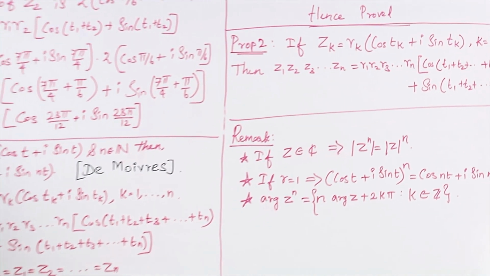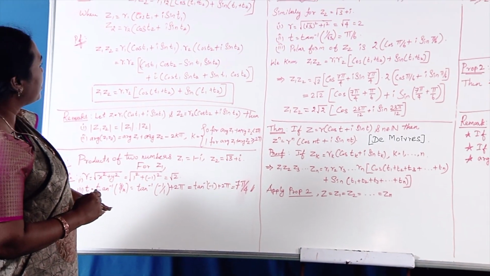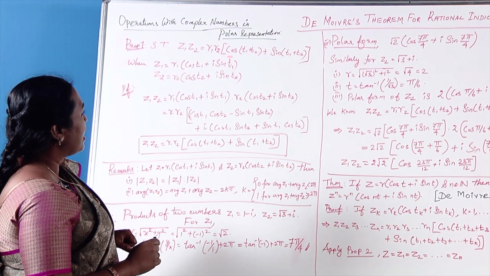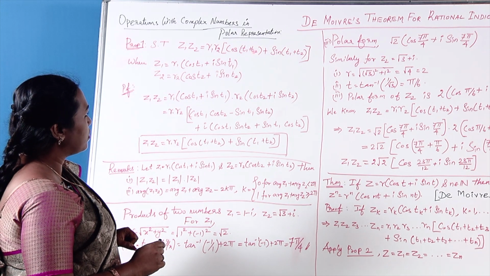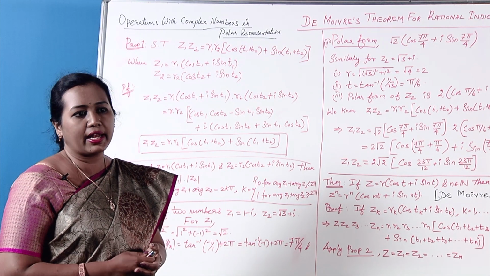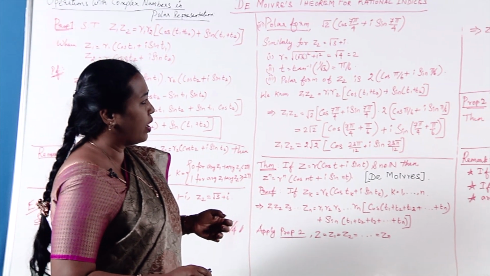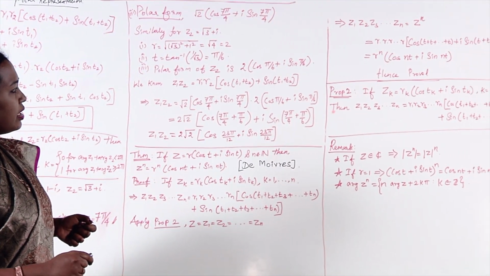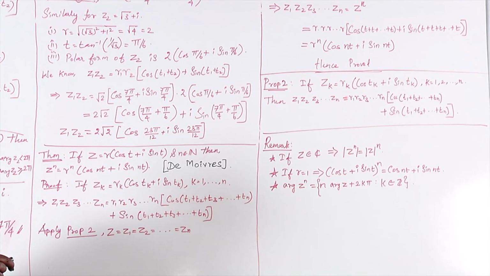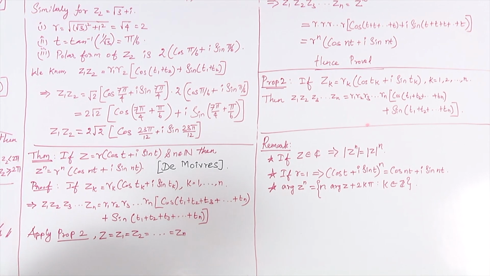Can you see? For Z1, Z2, we just did a product of two complex numbers. You did a product of the two polar radii, and then we just added the angles involved. The same way, if we have to do the product for n finite number of complex numbers, this theorem works out wonderfully, because you just do a product of all the n polar radii: R1, R2, R3 up to Rn.